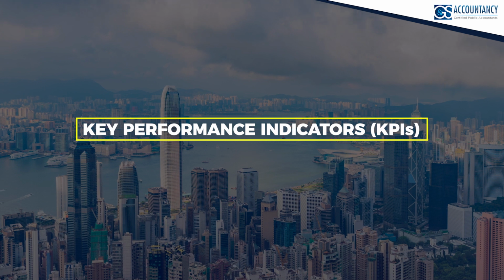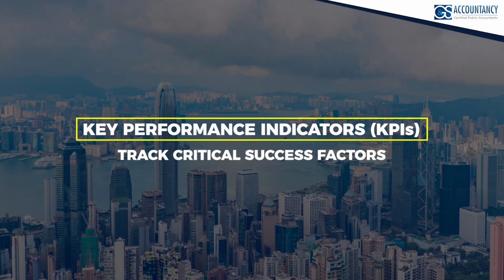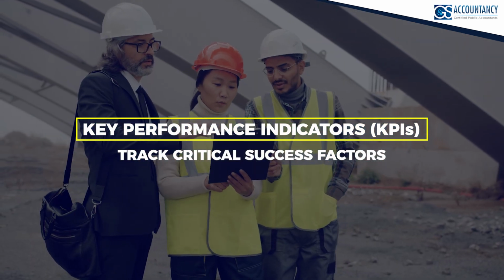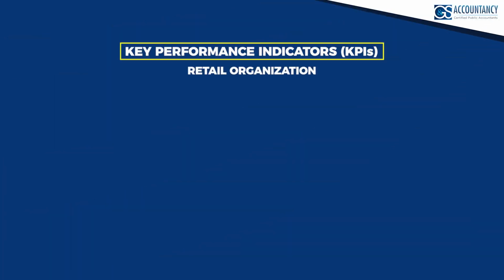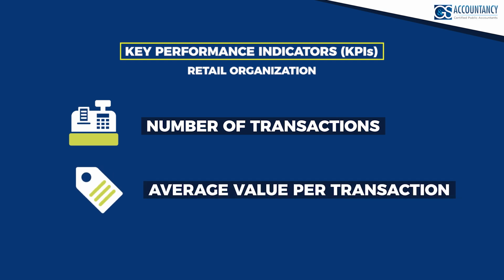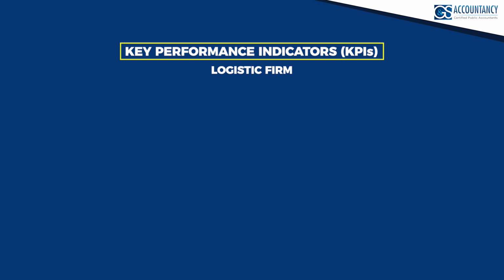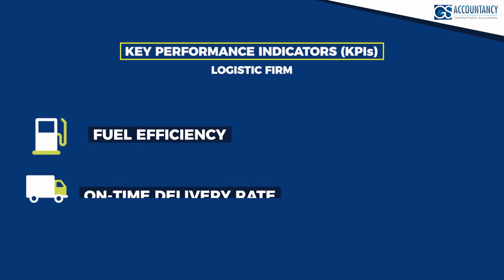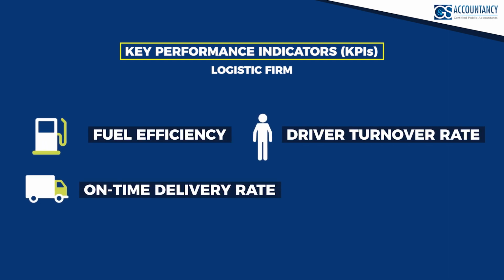Key performance indicators are specific metrics that a business will use to track progress towards their goal. So a retail organization may develop their KPIs as the number of transactions they process or the average value per transaction. Maybe their target is to increase their overall revenues. So these would be the KPIs for a retail company. The key performance indicators for a logistics firm could be fuel efficiency, or on-time delivery rate, or driver turnover rate, or even cost per mile.